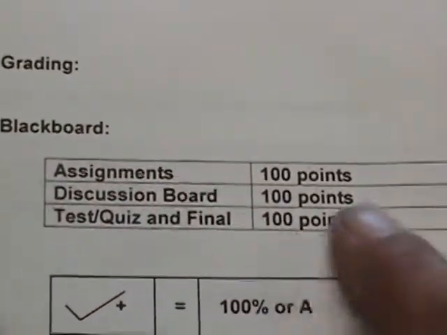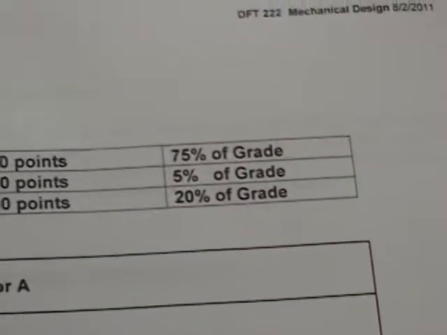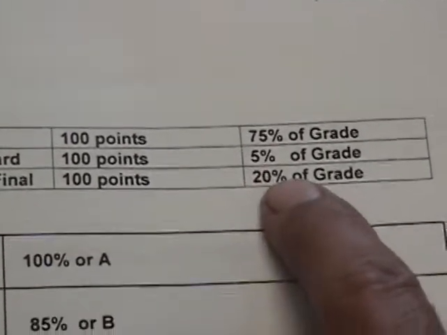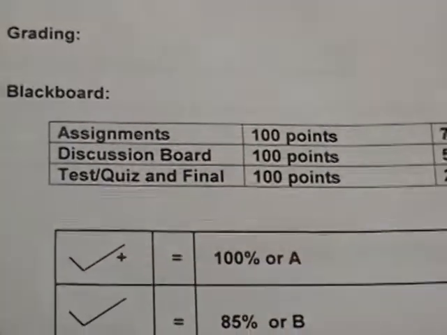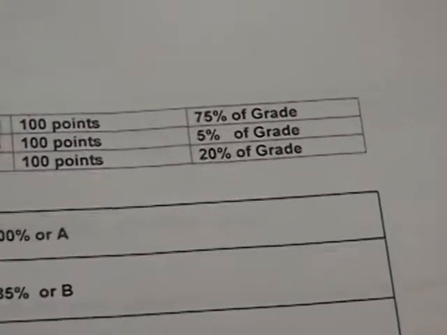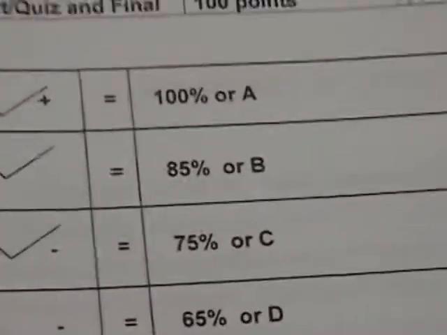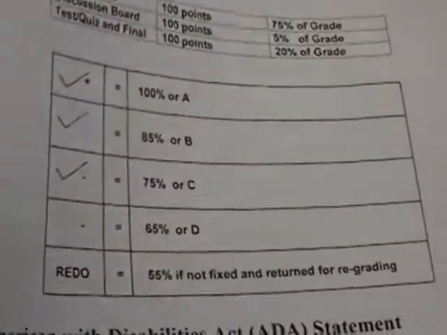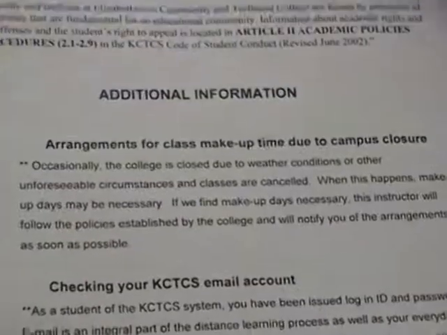This is how it's graded. This is how I'm going to grade your assignments. Your assignments are worth 75%. Your discussion boards are 5%, and your tests and quizzes, where you're going to have a final quiz, are worth 20%. And down at the bottom it talks about your ADA, that's anybody with disabilities, and where they need to contact.